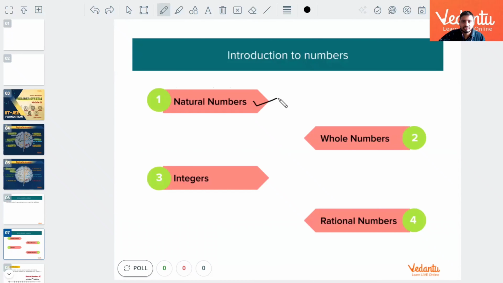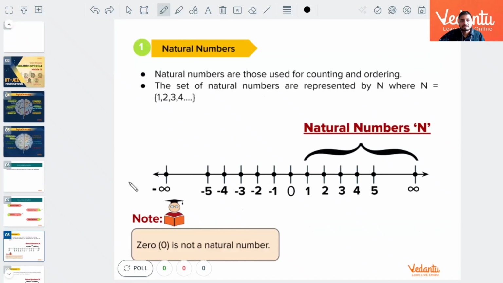The first one is natural numbers. The second one, whole numbers. The third one, integers. The fourth one, rational numbers. These are the types of numbers which we are going to discuss in detail. Starting with natural numbers. Natural numbers are those that are used for counting and ordering. Numbers starting from 1, 2, 3, 4, 5, and so on are known as natural numbers.